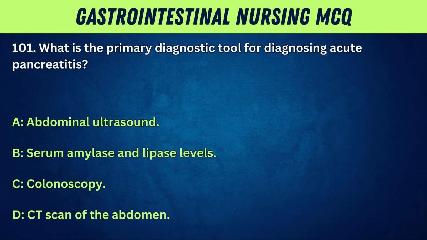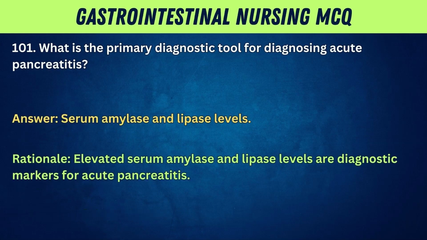101. What is the primary diagnostic tool for diagnosing acute pancreatitis? A. Abdominal ultrasound. B. Serum amylase and lipase levels. C. Colonoscopy. D. CT scan of the abdomen. Answer: serum amylase and lipase levels. Rationale: elevated serum amylase and lipase levels are diagnostic markers for acute pancreatitis.